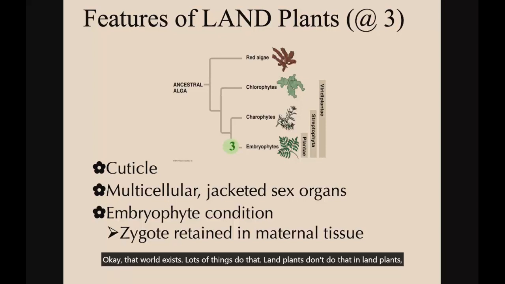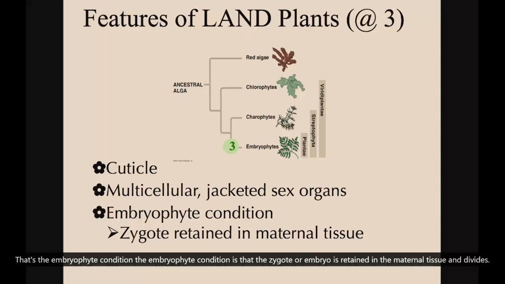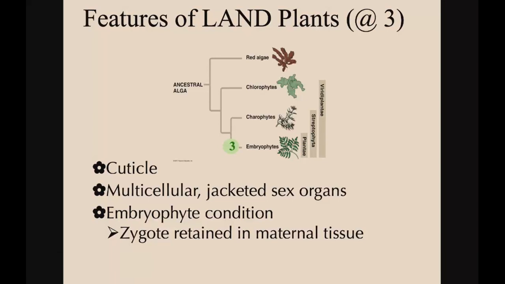Okay? That world exists. Lots of things do that. Land plants don't do that. In land plants, the egg is fertilized, and mom keeps it. So the archegonium, which is on another part of the plant, the sex organ, keeps it, and Junior starts to divide and divide and divide and develop. That's the embryophyte condition. The embryophyte condition is that the zygote or embryo is retained in the maternal tissue and divides.